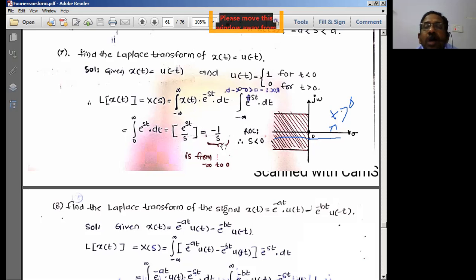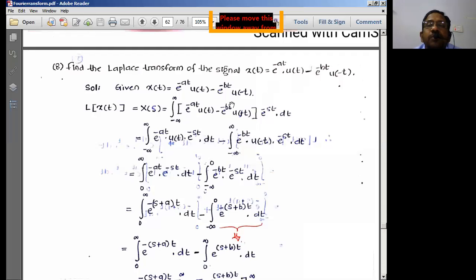Now, what should be the ROC now? The ROC should be real part of s should be compulsorily less than 0. Real part of s less than 0. So what is 0? This is the 0 line. This line is nothing but the 0 line for us. So less than 0 is going to be this entire region. So the ROC is going to exist in this particular entire region for us. Okay. So therefore, the ROC is normally going to exist in the entire region for us like this.